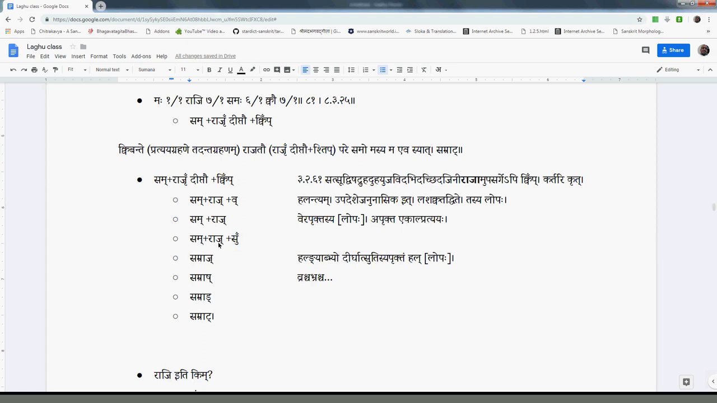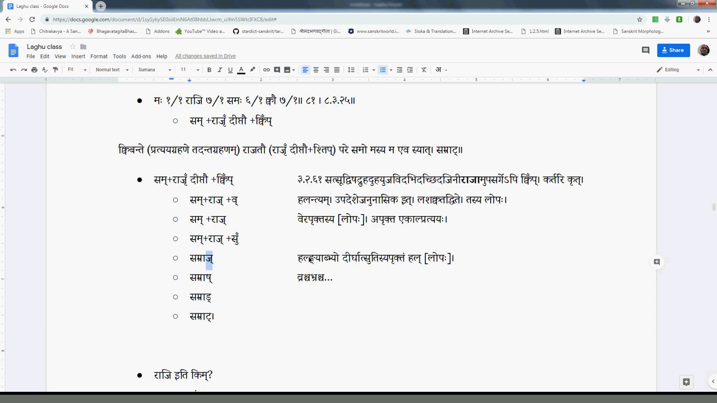And then, what happens? Samraj, sakaraha, the ukara goes away because upadeshe janunasika it, sakara remains. Samraj plus sakara. Halniyabhyo dhirgha sutisya pruktam hal lopa. Again here, aprukta hal is mentioned. Hal which is aprukta. Which hal? This su sakara. Which is after dhirgha. Jakara is mentioned.